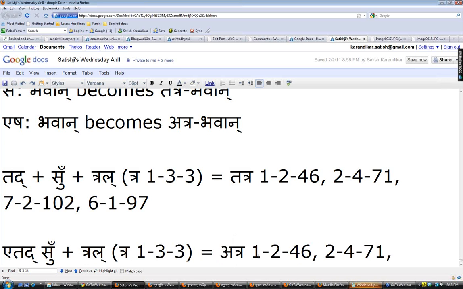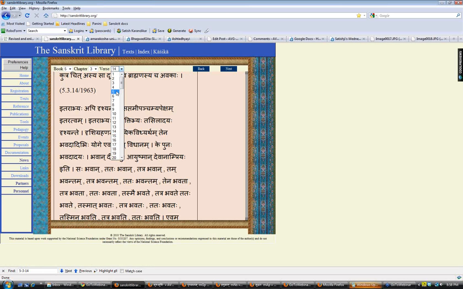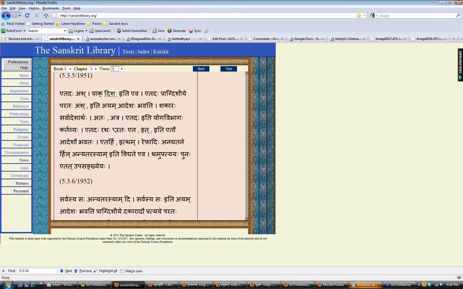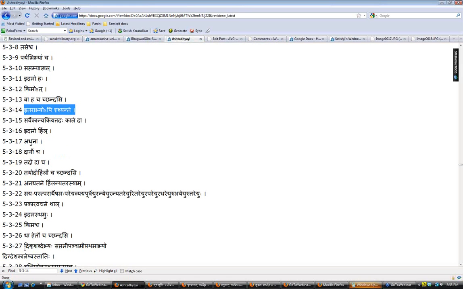Chadadinamaha won't do the job for us. But there is a Vishesha Sutram, which is 5-3-5: Etadosh, etadaha ash. Let's look at that, 5-3-5. It says Prag Dishaha. This section from 5-3-1 onward, we saw Prag Dishaha, up to the word dish, where the word dish comes, I think, in 5-3-27. So from 5-3-1 to 5-3-27, after the word dish.